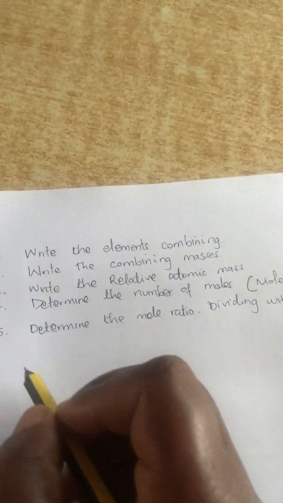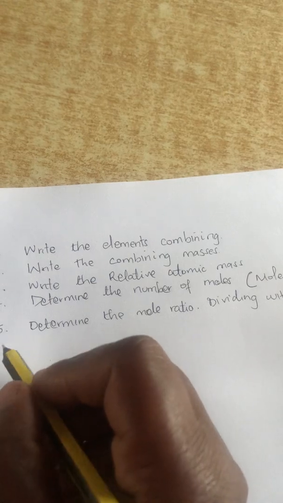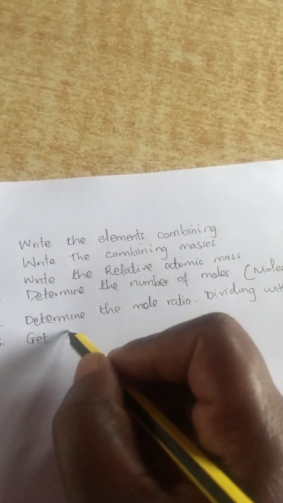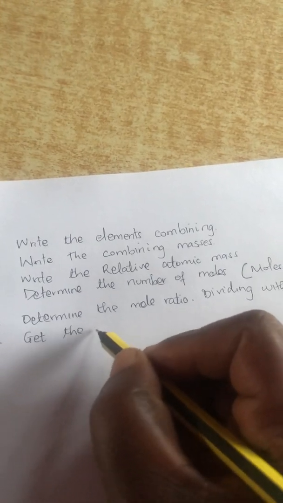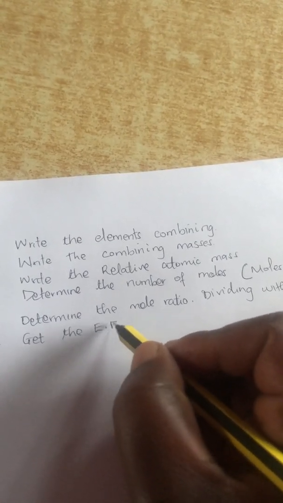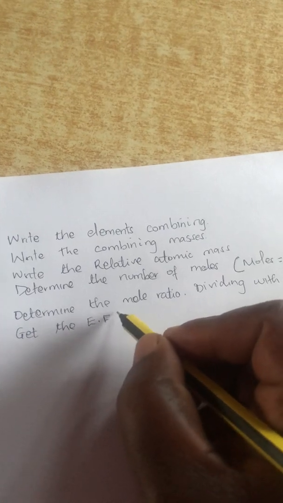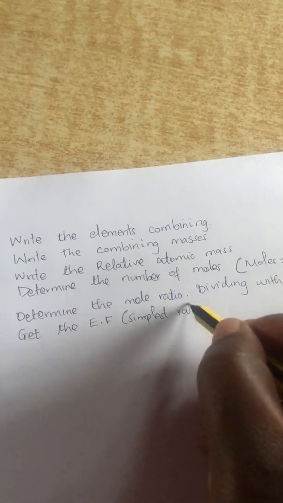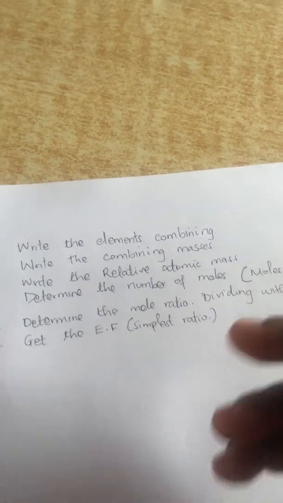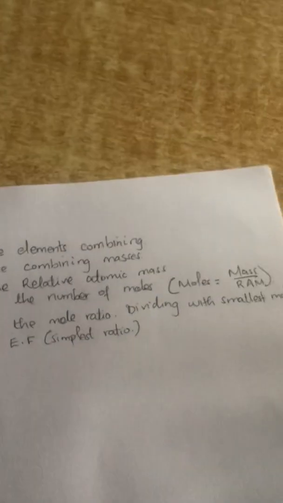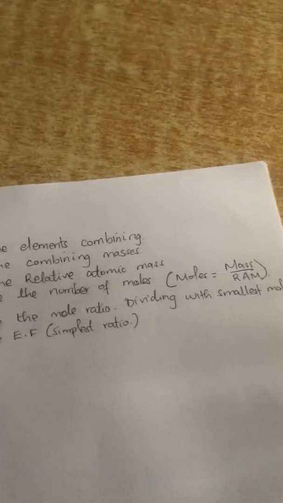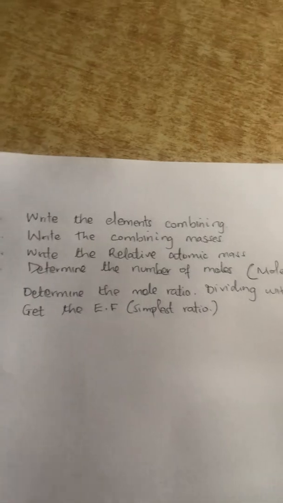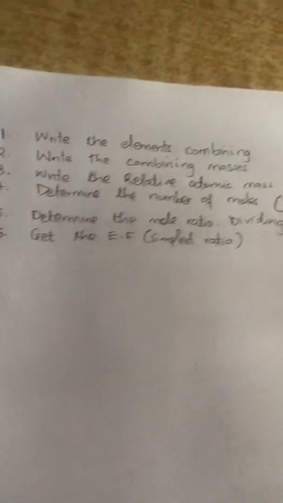After getting the mole ratio, we write the empirical formula, or EF, sometimes called the simplest ratio. So I'm going to look at an example here so that we are able to determine the empirical formula using the 6 steps that I've indicated for you.